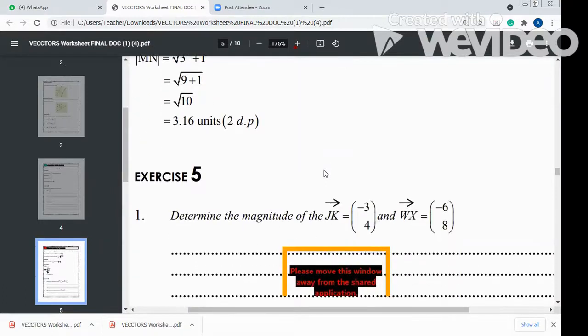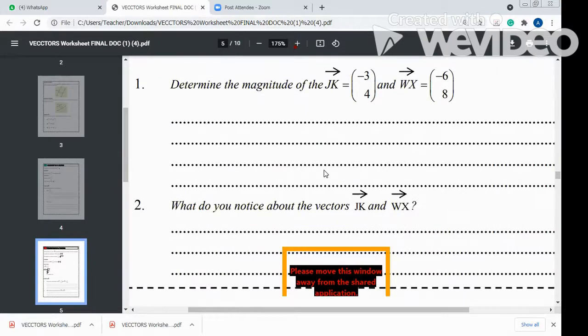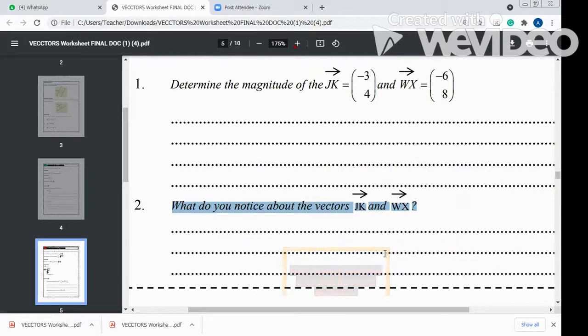Okay, so we have a little activity here for you. It says determine the magnitude of JK and double X. I'm going to give you 5 minutes to work this out and try to answer part 2 also. You're going to find the length of JK and double X and observe what you notice about them in part 2.